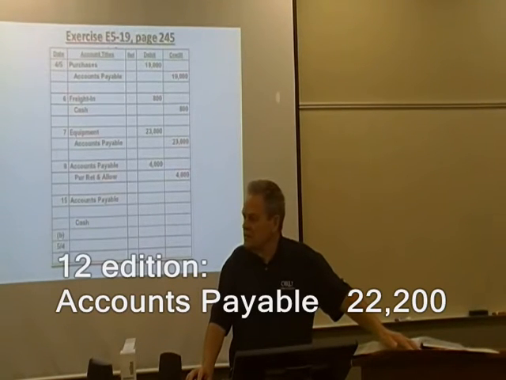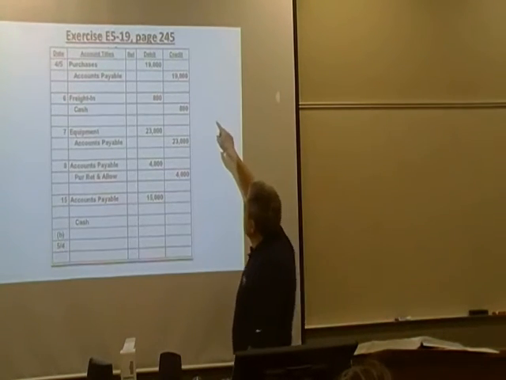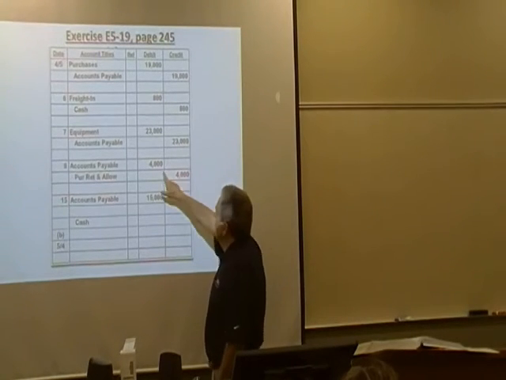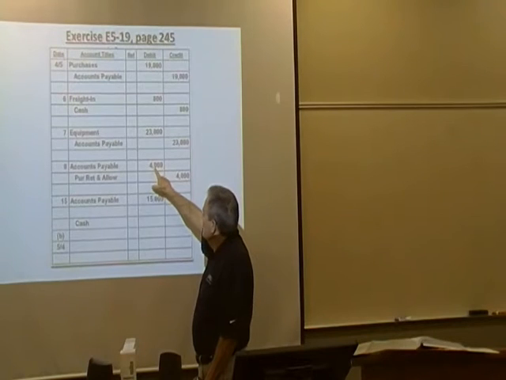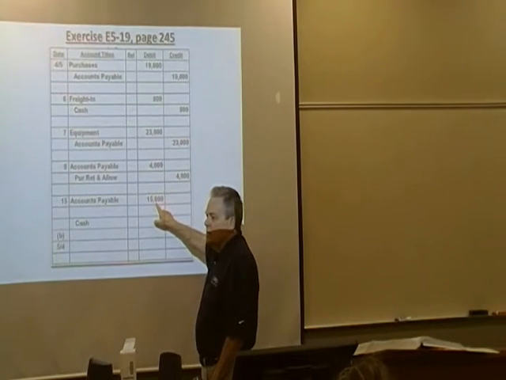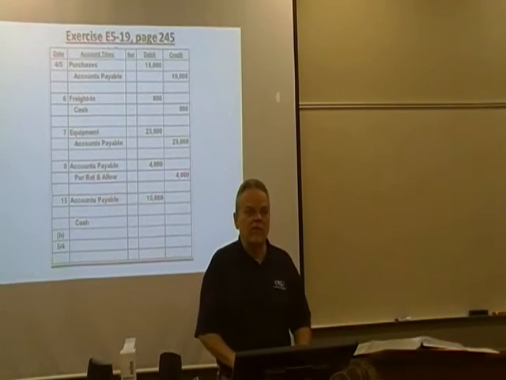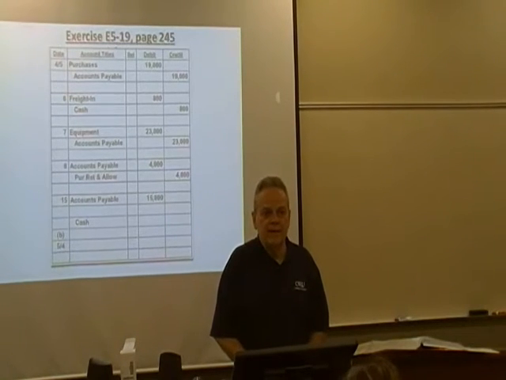$15,000 or $19,000? $15,000, because we originally purchased and owed $19,000, but then we returned some and reduced accounts payable. Now we're paying off everything we owe. Class, are we going to write a check for exactly that amount, more than that, less than that? Say something.